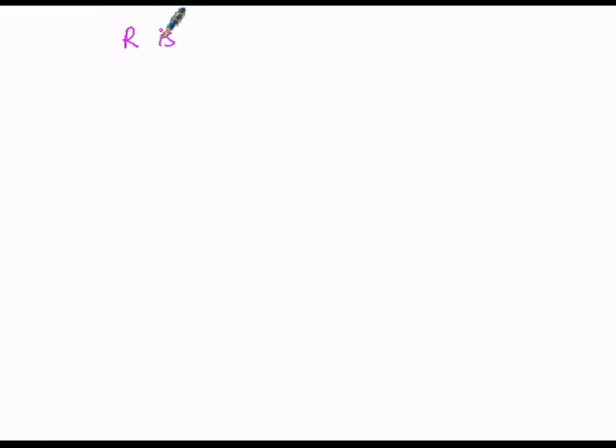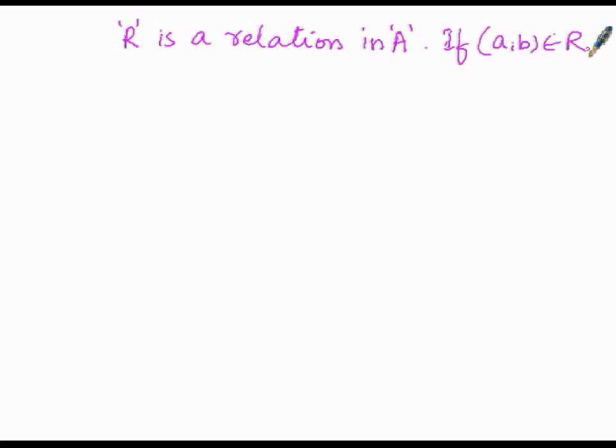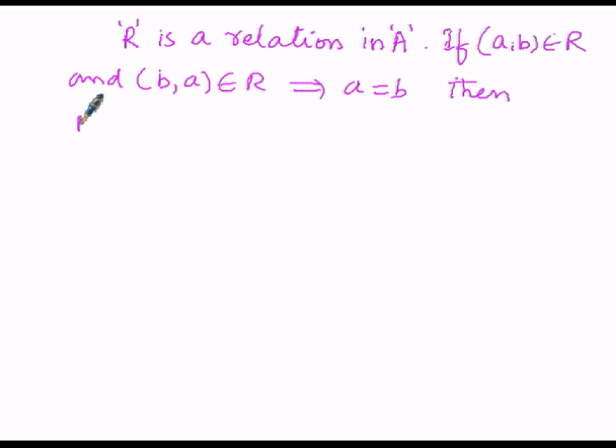We are considering R as a relation in set A. If the ordered pair A, B belongs to R and B, A also belongs to R, then A and B will be equal, that is A equals B. If this condition is true, then R is said to be an anti-symmetric relation.